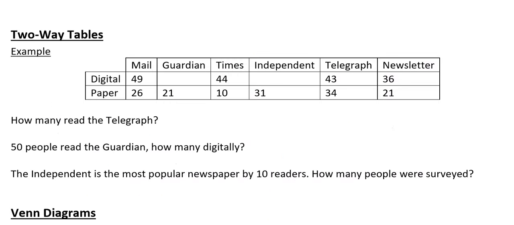Now we're going to look at two-way tables. Now two-way table is very straightforward. It says, in this example, we've got a whole pile of different papers. You've got digital versions or paper versions. You've got Mail, the Guardian, the Times, the Independent, the Telegraph, and the Newsletter.